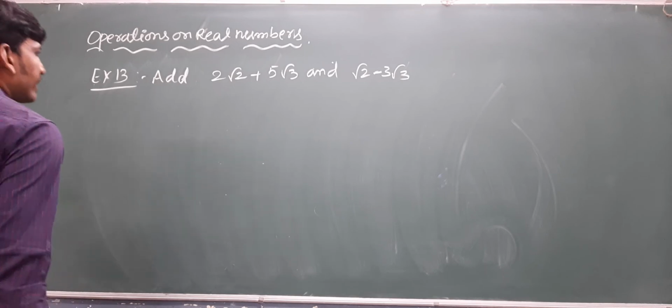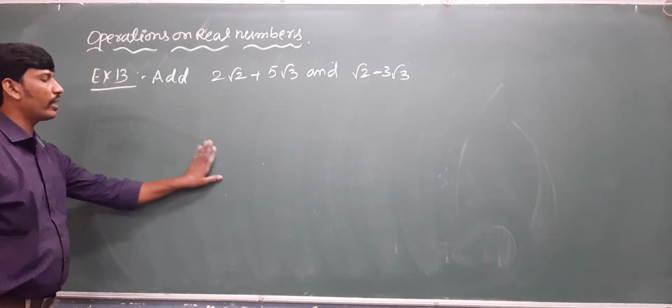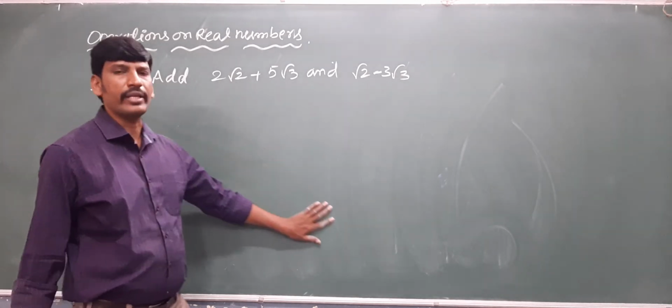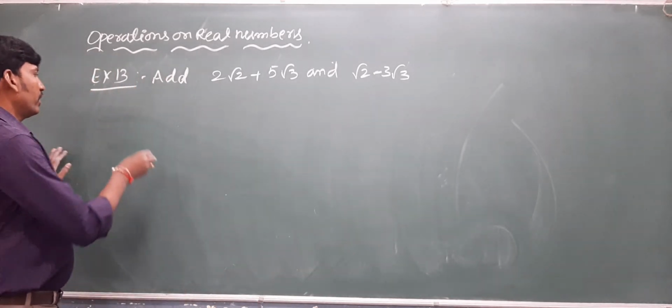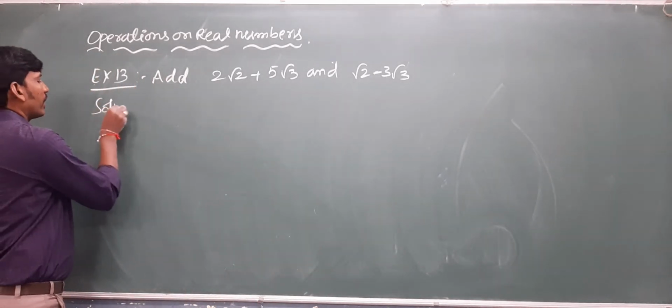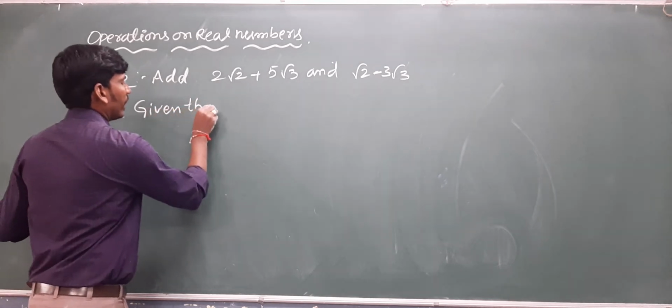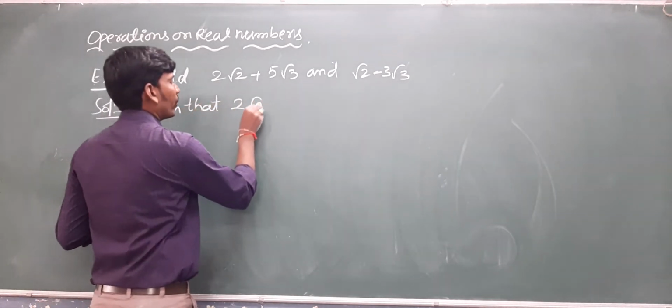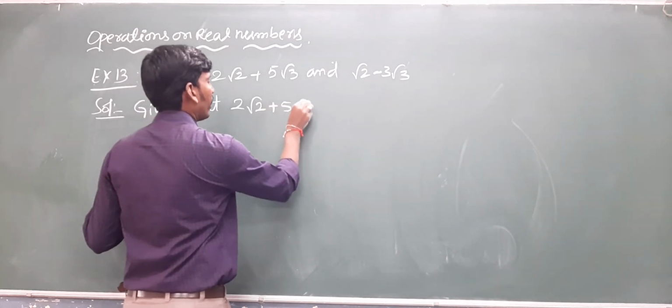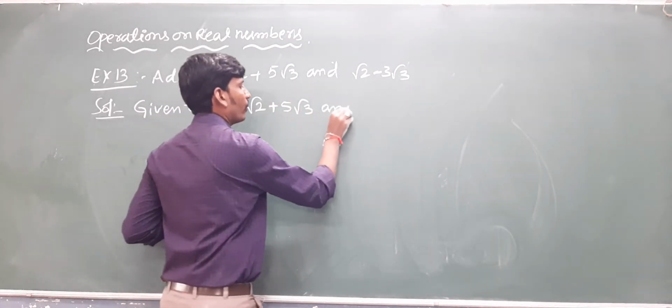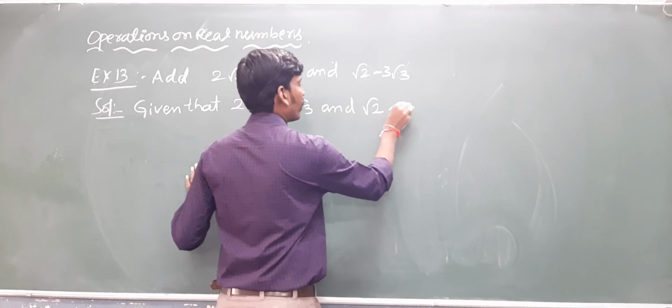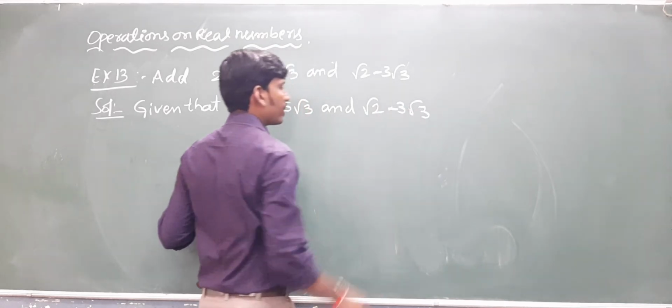Now, let us discuss one example. See this here, they have given two irrational numbers, and we are going to add these two irrational numbers. What are we going to get here? Now, solution. Given that 2 root 2 plus 5 root 3 and root 2 minus 3 root 3, we are going to add these two.